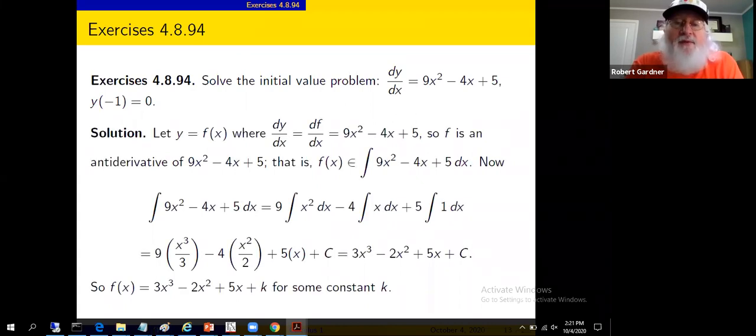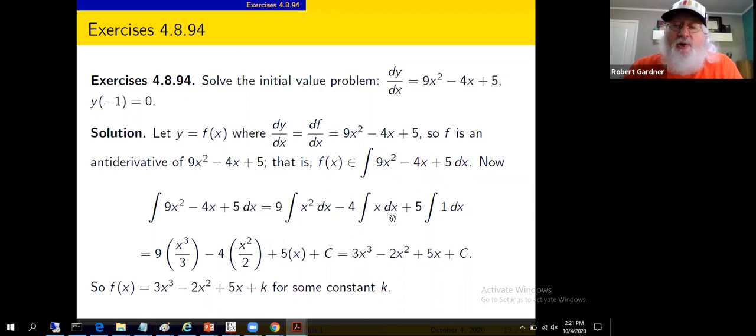Okay, so let y equal f of x be the function we're looking for, so that when we differentiate that function, we get 9x squared minus 4x plus 5. All right, so the desired function is an antiderivative of 9x squared minus 4x plus 5, or using our notation for indefinite integrals, the desired function is an element of this indefinite integral. So let's find this indefinite integral. Indefinite integral of this second degree polynomial.